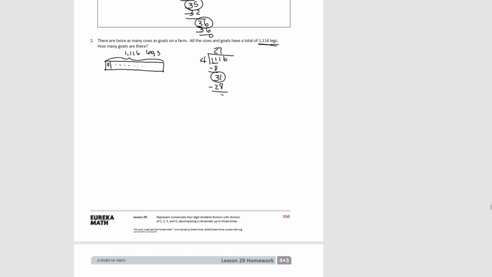That would leave me with 3 tens, which I can decompose into ones, 31 ones, and add to the 6 that are already there. So now I have 36 ones, which means I can put 9 in each group, and I will have used 36 ones with no remainder. So this tells me that I have 279 animals.